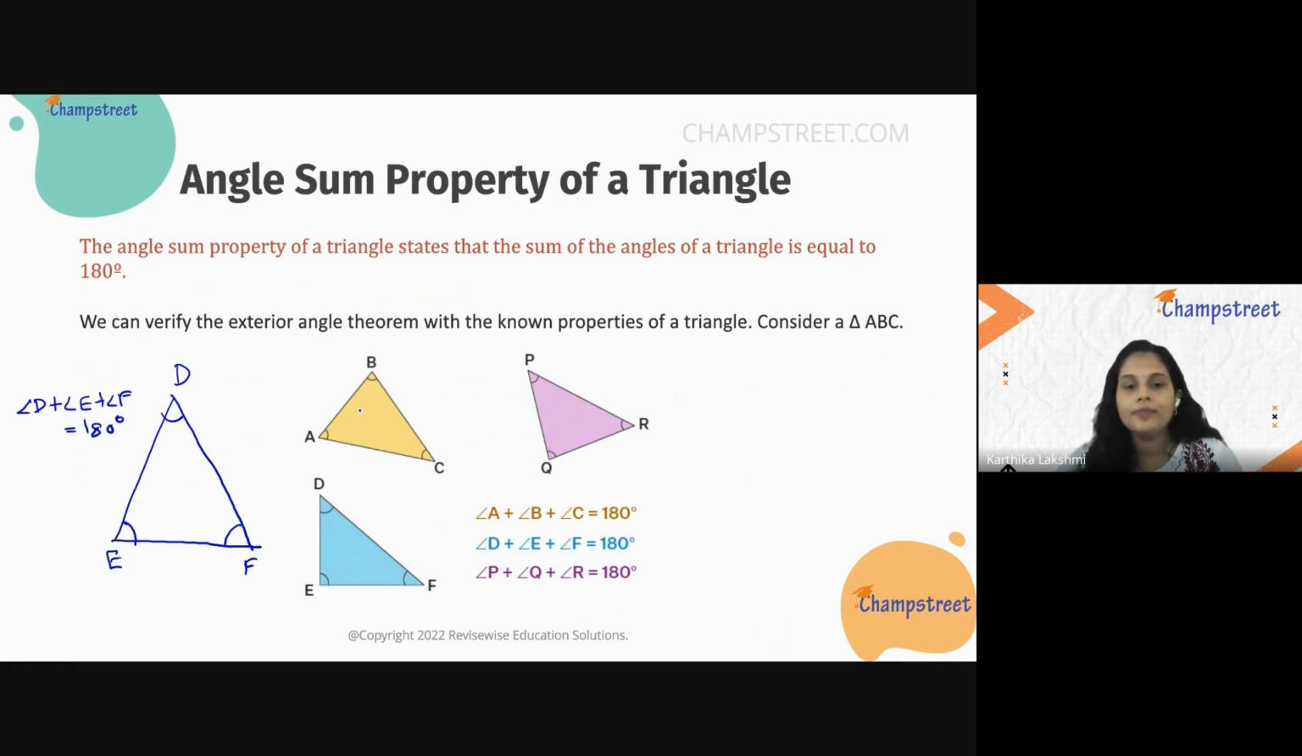So here you can see 3 triangles, ABC, PQR, and DEF. When we add the interior angles of ABC, angle A plus angle B plus angle C, that is 180 degrees. Angle D plus angle E plus angle F, that is 180 degrees. When the 3 angles of PQR are added, we get 180 degrees.